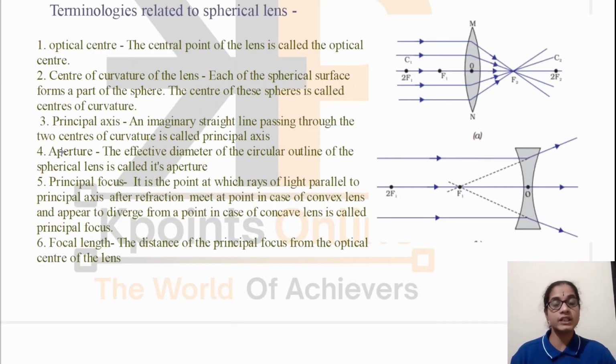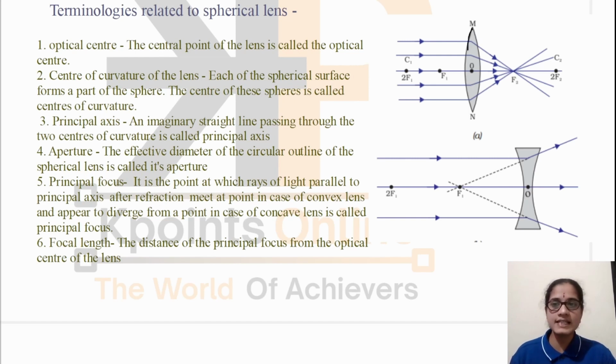Now let us understand the terminologies of spherical lens. In the case of spherical mirrors, we were studying reflection. Whereas in the case of spherical lens, the phenomenon of refraction takes place. And concave and convex lenses are bounded by two spherical surfaces. These two spherical surfaces form part of two different spheres.